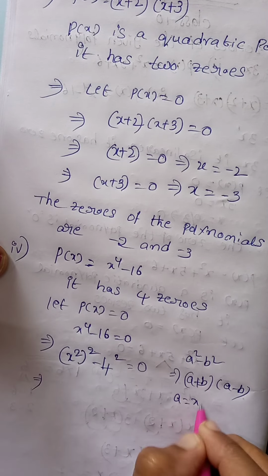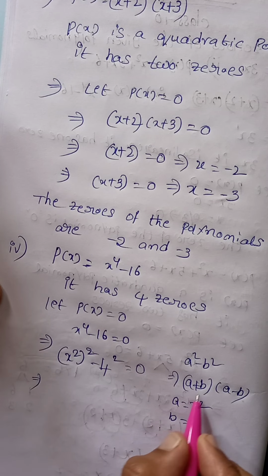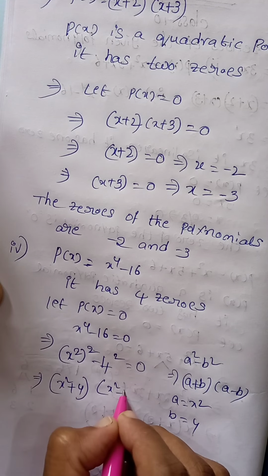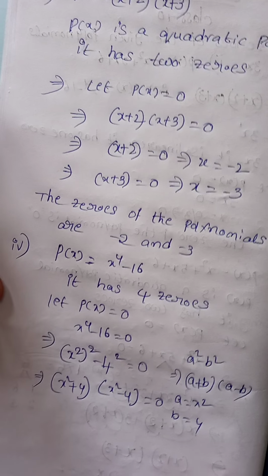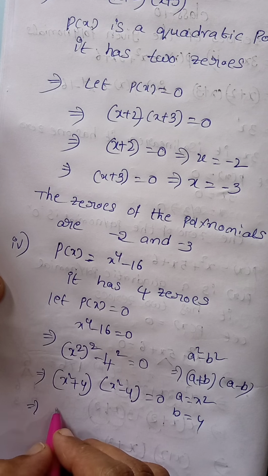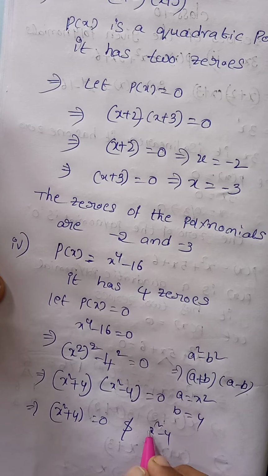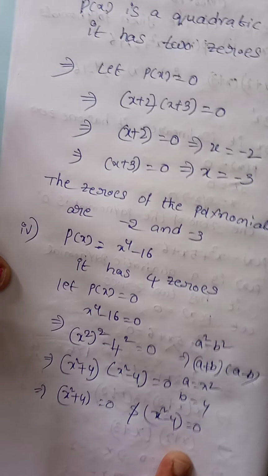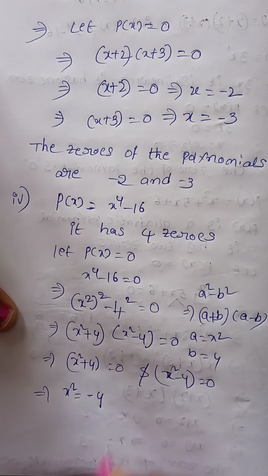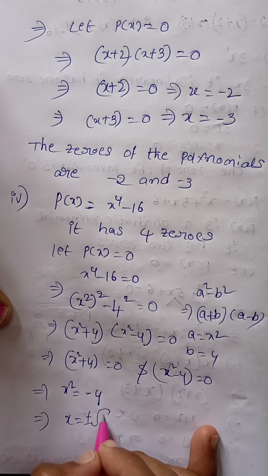Here a is x square, b is 4. So a plus b means x square plus 4, a minus b means x square minus 4 equal to 0. To find the zeros, just simply equate each of these two equal to 0. First, x square plus 4 equal to 0 and x square minus 4 equal to 0. Okay. Here x square equal to minus 4. So we can write it as x equal to root of plus or minus 4.